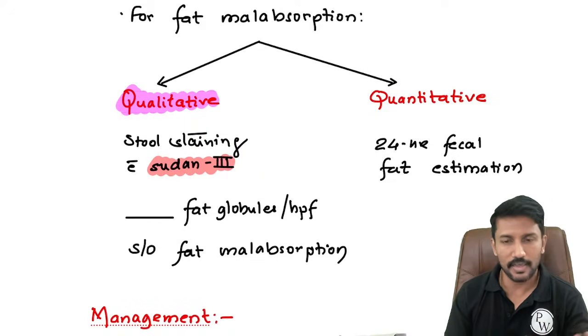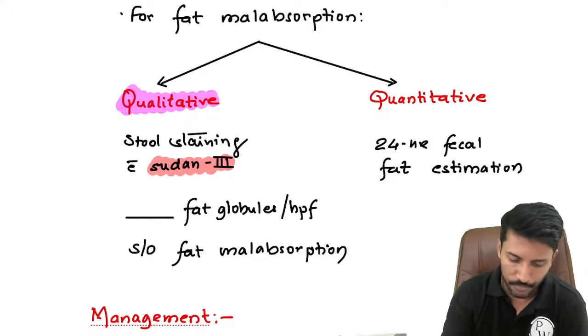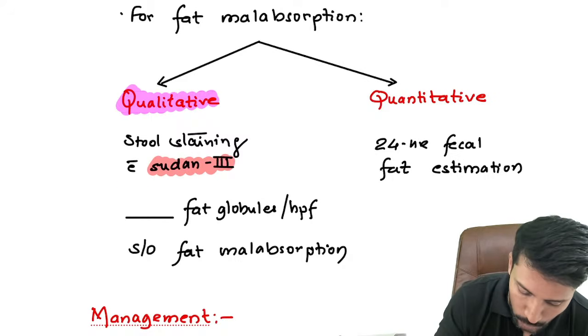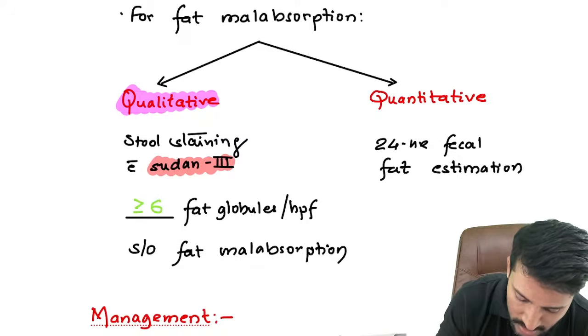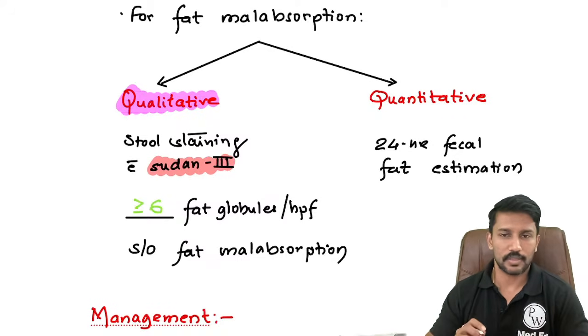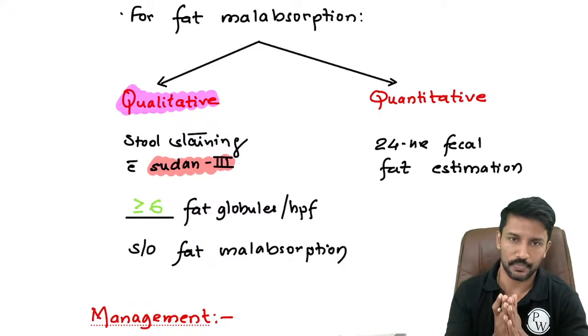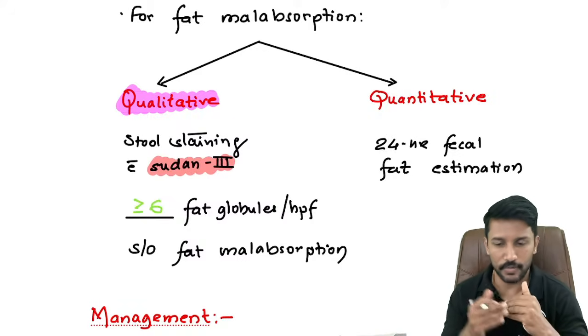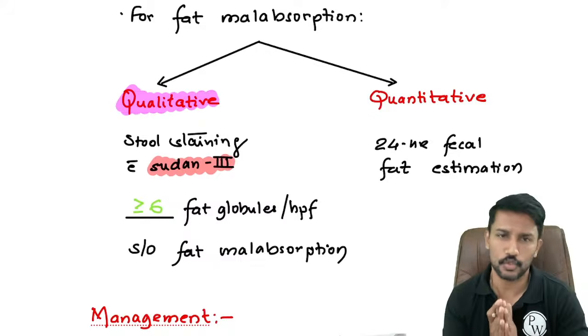And once I have stained it, I will examine it under the microscope. So if under the microscope I see more than or equal to 6 fat globules per high power field, that means the patient is not absorbing fat well. That's why it is getting eliminated in the stool, right?